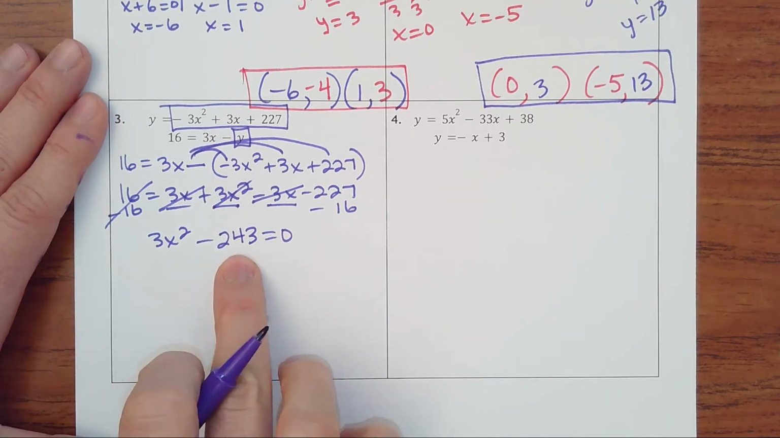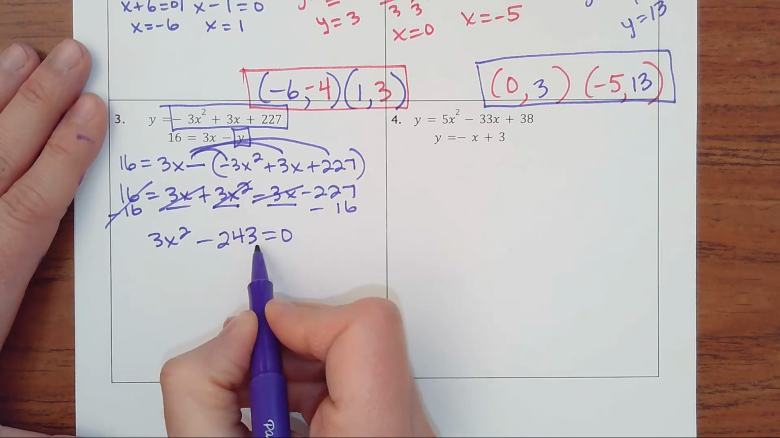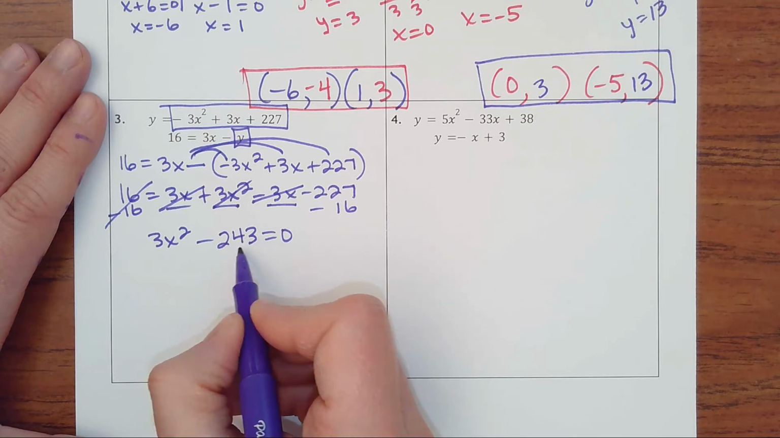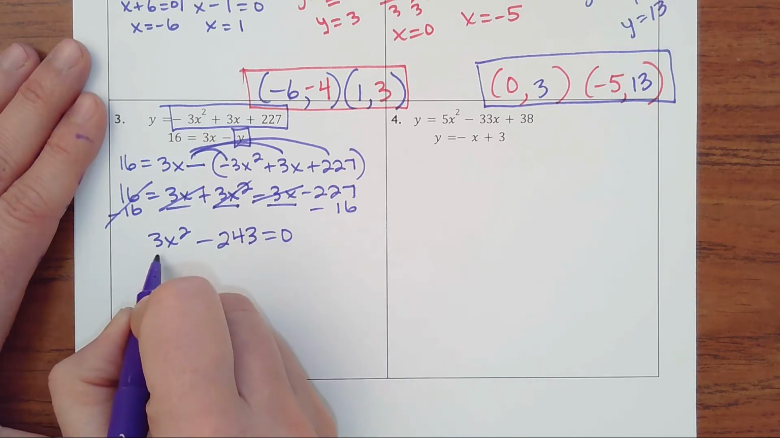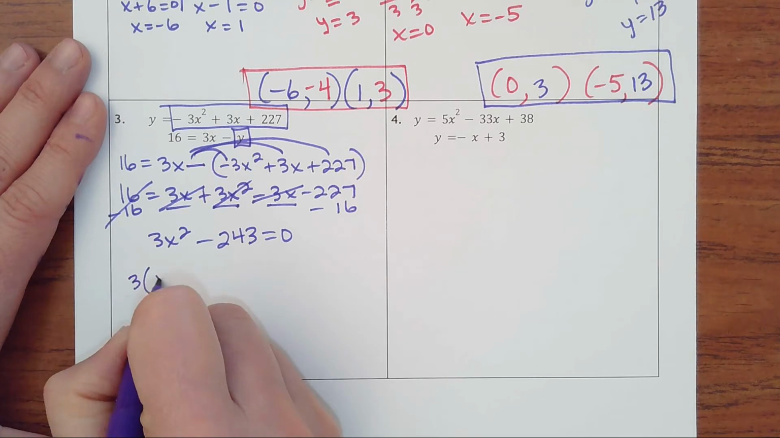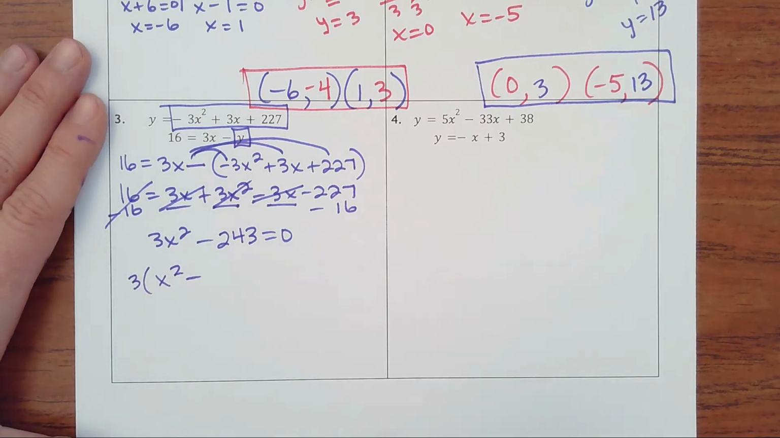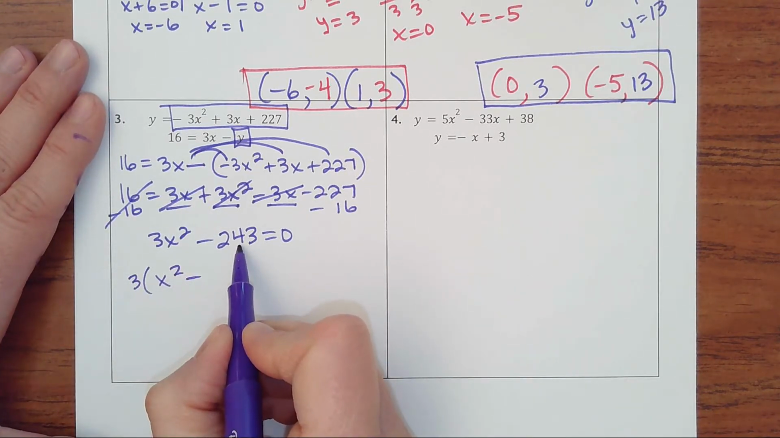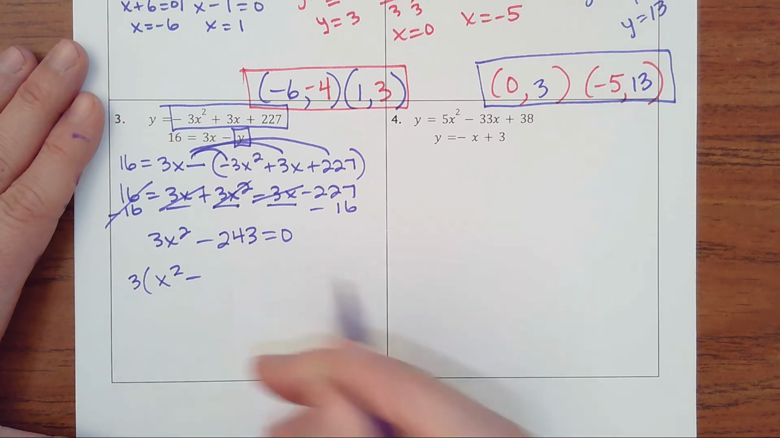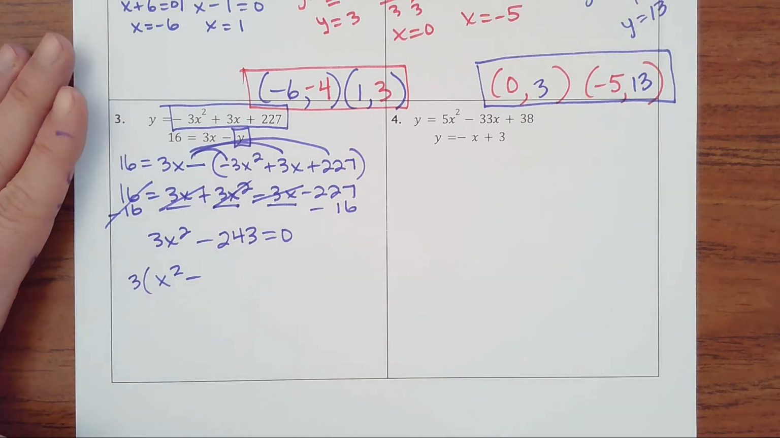I see a GCF because if you add the digits of a number and it's a multiple of 3, then that means that number can be divided by 3. 4 plus 2 is 6, plus 3 is 9. So I'm dividing out a 3. That would leave me with x squared minus, let's see, 3 goes into 243, 81 times. So it should be 81.